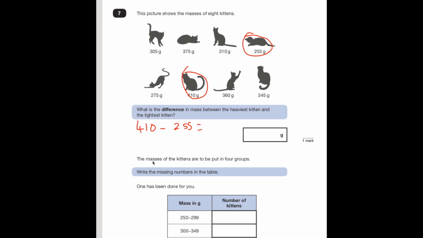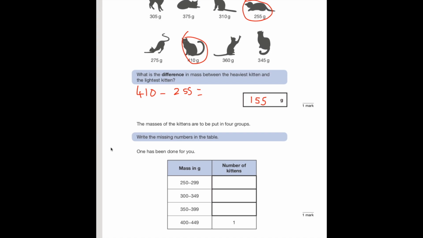So 410 subtract 255. And the answer to that is 155. Now don't worry if you can't do that in your head like I did. It's perfectly fine for you to do a written method as long as you come up with the right answer there of 155. And the second part of the question says the masses of the kittens are to be put in 4 groups. Write the missing numbers in the table. One has been done for you.